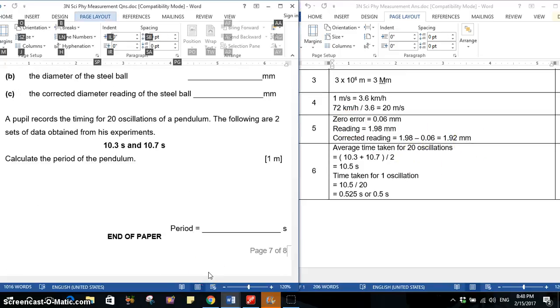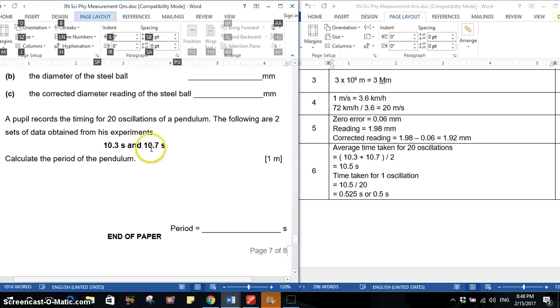Now, final question for our test. In this case, a pupil records 20 oscillations of a pendulum. Now, 20 oscillations means it must swing from one extreme end to the other and back 20 times. And they tell you that the pupil collects 2 sets of data, meaning this set is 20 oscillations. This is also 20 oscillations. So total we have 40 oscillations.